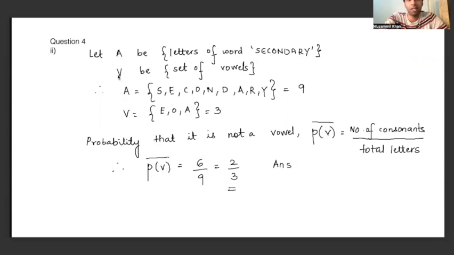And then there's a set V that I've introduced here. It's the set of vowels, and there are only 3 of them. But then we've got to determine the probability that it's not a vowel. That means it's a consonant. So if there are 3 vowels out of 9, there'll be 6 consonants. And therefore, the probability would be 6 upon total number of letters, which is 9. And that's how we got 2/3 as an answer for question 4, the second part.